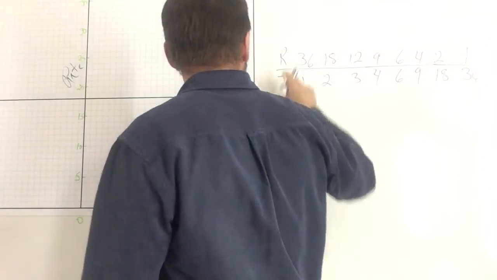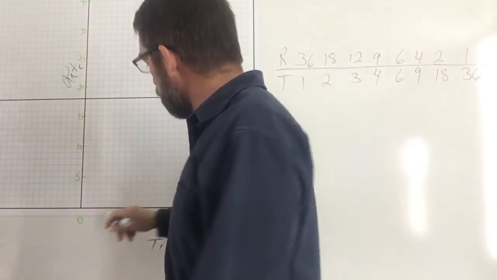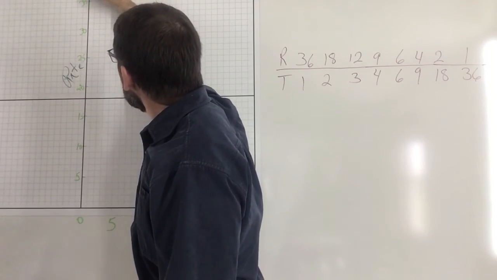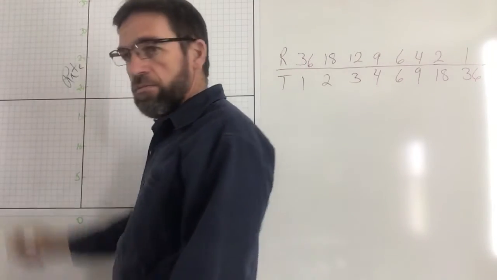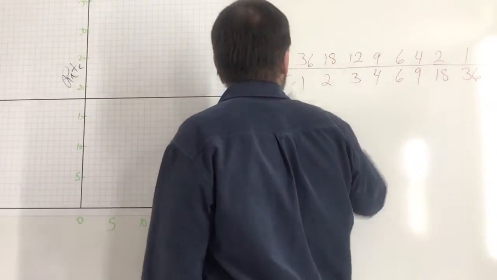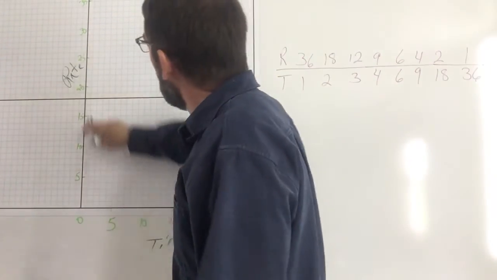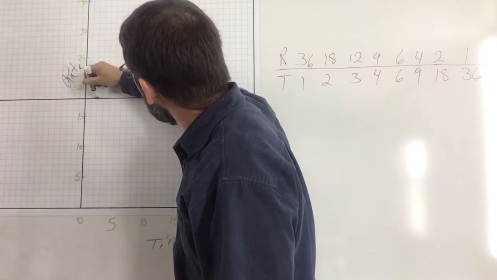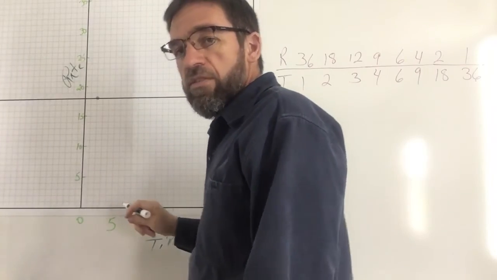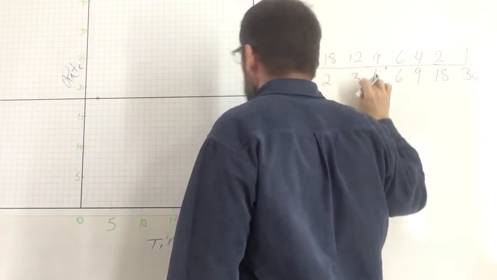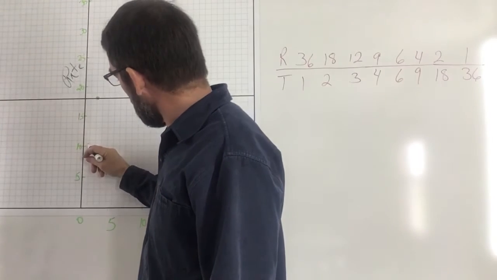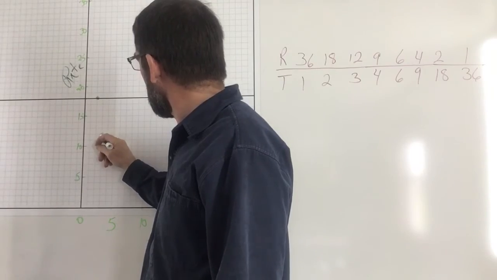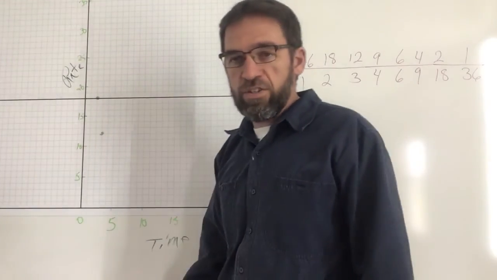So, the rate is 36 on this first one, the time is 1. So I come up here to 36, that's exactly at the top, and I come over 1. Now, the next one is 18 and 2. Wow, look where that puts me, way down here at 18, and I'm at 2. Now I've got 12 and 3. See how that's looking? Look what's happening.